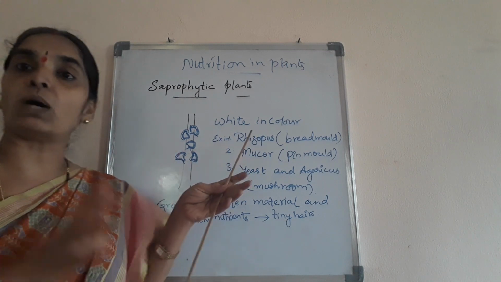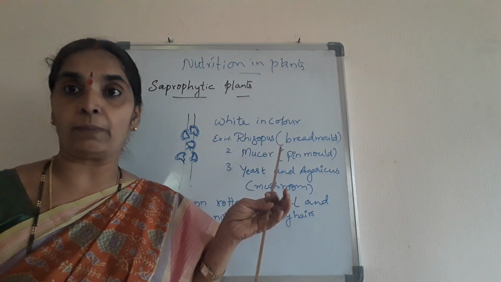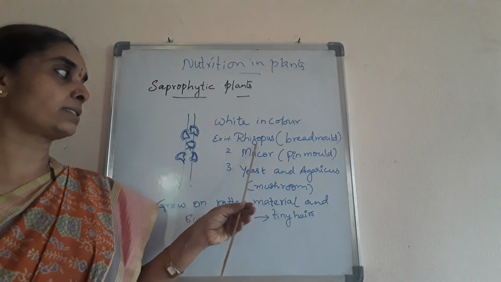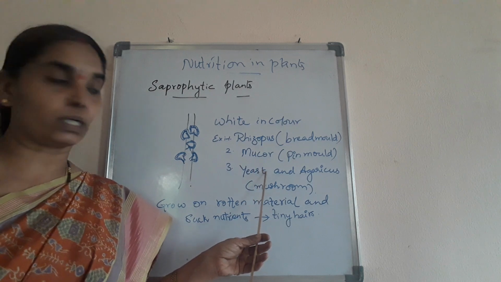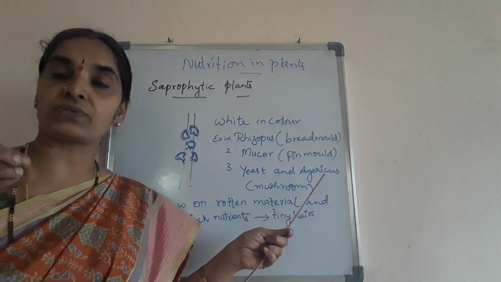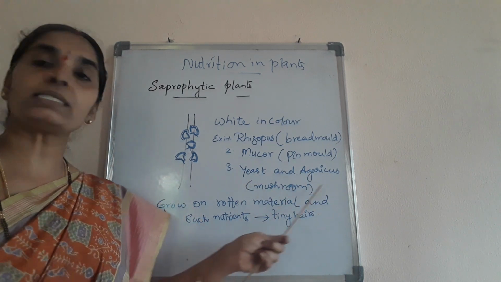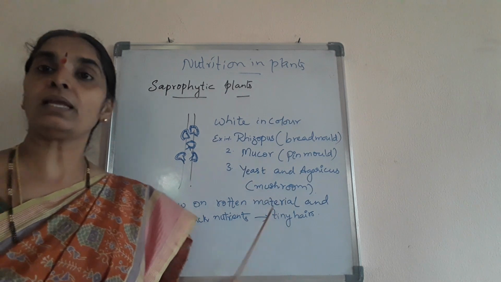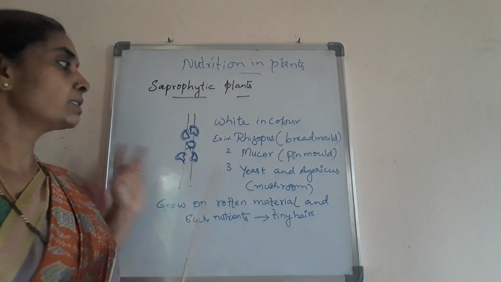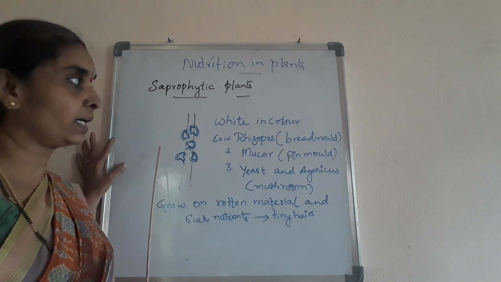Again, you can see the molds that develop over the rotten bread or the vegetable matter, that is Rhizopus. And the second example is Mucor, that is a pin mold. It is also a mold, with black colored structures that are formed over the rotten organic matter. And the yeast and the Agaricus are normally found in the mushrooms. Is it clear, children? So this is fungal. They belong to the fungus group.